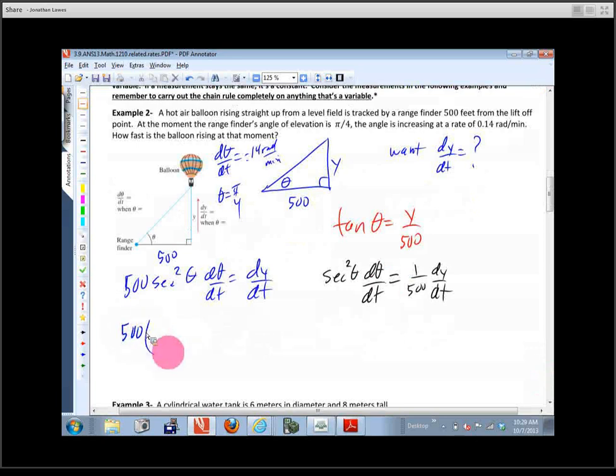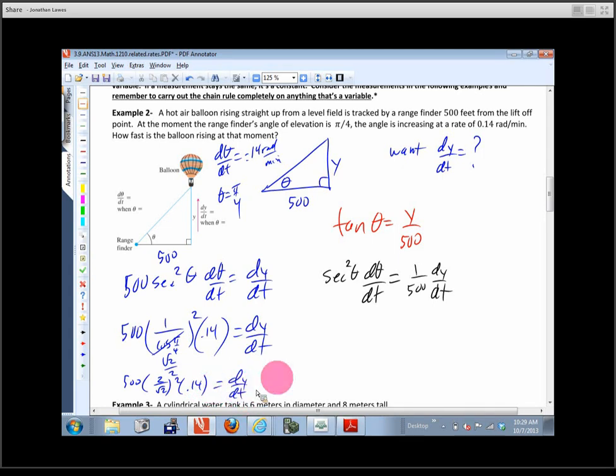So this is going to be 500. Let's see. We could figure this one out, or we could change this to 1 over cosine of pi fourths quantity squared. And what is d theta dt? 0.14. Let's see. What is the cosine of pi fourths? Radical 2 over 2. Okay. So this would be radical 2 over 2, which I would flip over and multiply, right? So this is going to be 500 times 2 over radical 2 quantity squared times 0.14, and that's going to be dy dt.